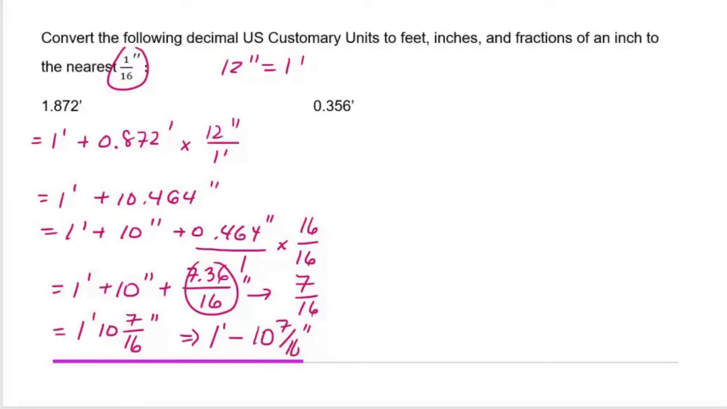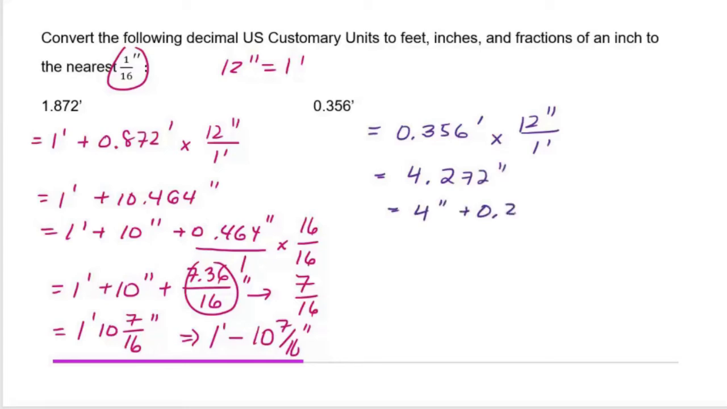Let's look at the second problem. 0.356 feet. So how many whole feet are there here? None. But how many whole inches? Well, if we have 0.356 parts of a foot, we'll convert that to inches by multiplying by 12 inches per 1 foot. That gives us 4.272 inches. In other words, it gives us 4 whole inches and then 0.272 parts of an inch.